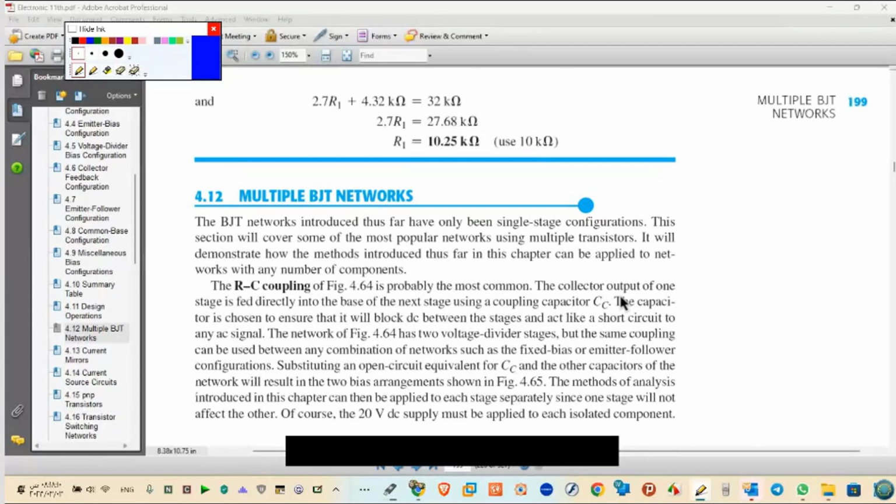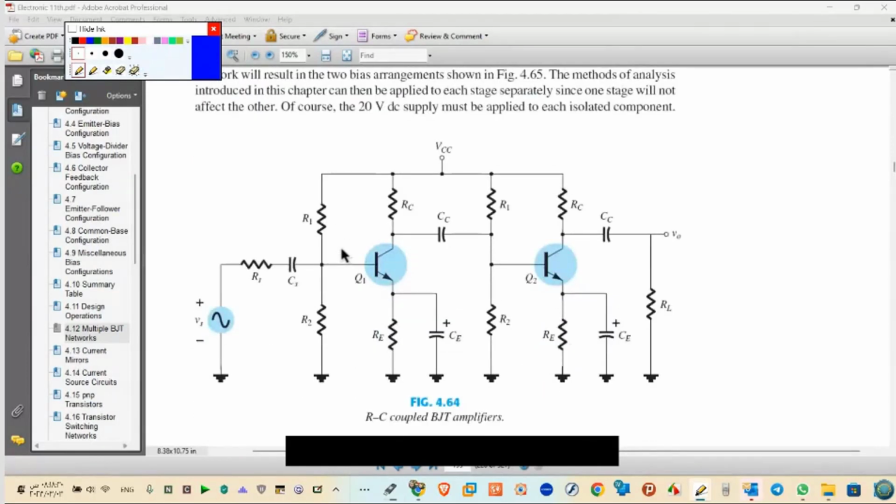Let's see models for these BJT multiple networks. The first one is called RC coupling. RC coupling is the first model. What is RC coupling? Let's go to the diagram and see here. Again, we are talking in DC, not AC. See RC coupling, I have RC. So here, this is stage number 1 and here is stage number 2.